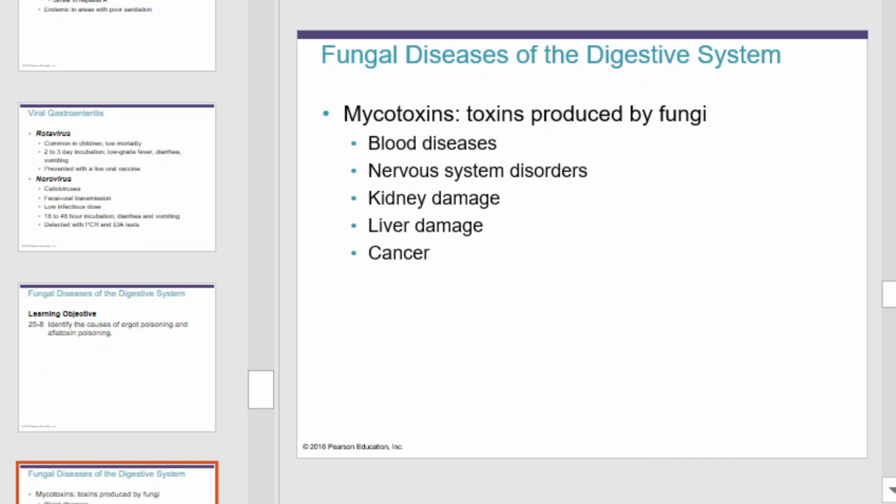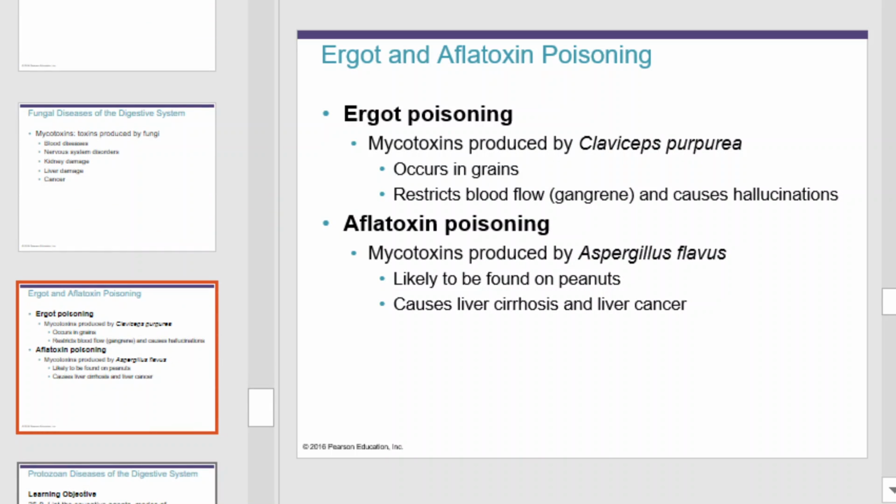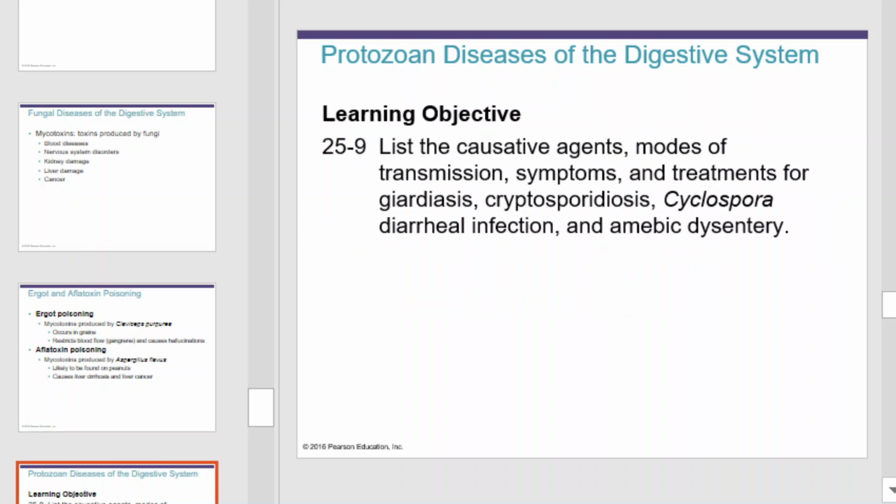Fungal diseases of the digestive system. Mycotoxins are toxins produced by fungi, and they can lead to blood diseases, nervous system disorders, kidney and liver damage, and cancer. Ergot and aflatoxin poisoning are two common fungal diseases of the digestive system. Mycotoxins produced by Claviceps occur in grain, and when ingested can restrict blood flow and cause gangrene and hallucinations. Aflatoxin mycotoxins are produced by Aspergillus, are likely to be found on peanuts, and cause liver cirrhosis and liver cancer.